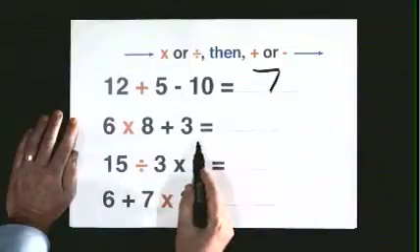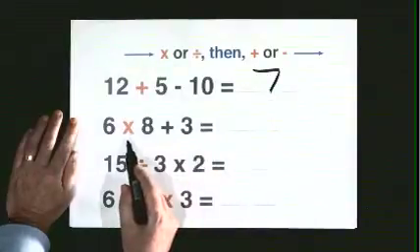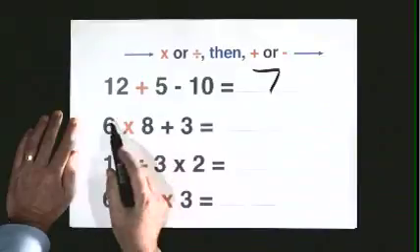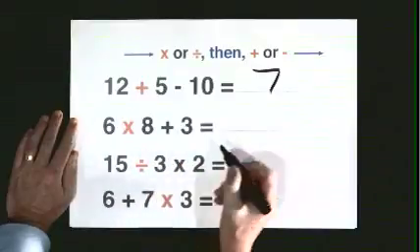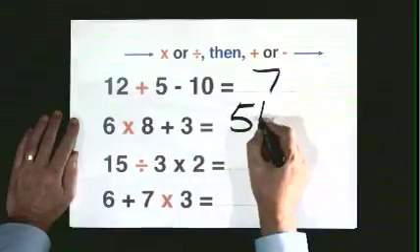Left to right, we must do the multiply first. 6 eights are 48, add 3, 51.